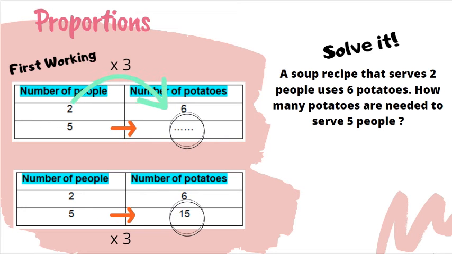So I will make a table with two columns, one for the number of people and one more for the potatoes. Then I will put the numbers inside the table based on the information from the word problem above. So 2 people will use 6 potatoes, and we need to find out how many potatoes 5 people use. As you can see, to get 6 from 2, we need to multiply 2 by 3. 2 times 3 is 6. So to find the number of potatoes that 5 people use, we need to multiply 5 by 3. 5 times 3 is 15. So they will use 15 potatoes.